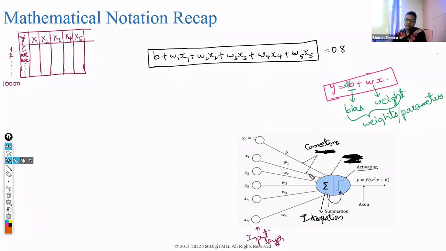If you get 0.8, for example, when you do the summation, you take that value and supply it to the activation. You'll have a lot of activation functions. And one simple activation function here that you're seeing is called as a step function. You have something called as a step function.